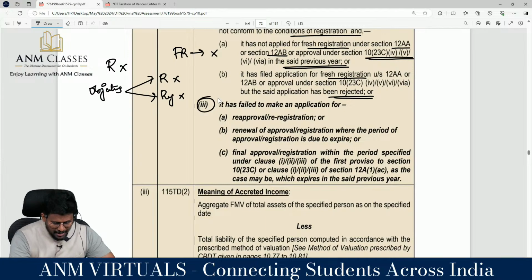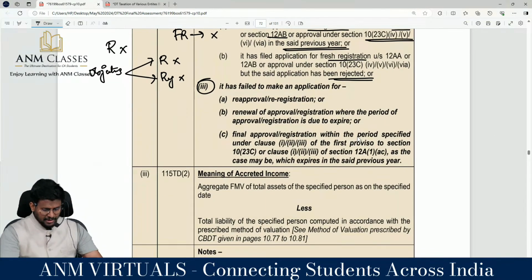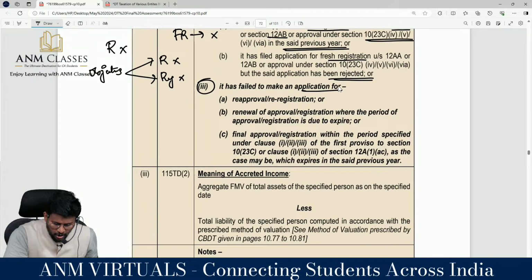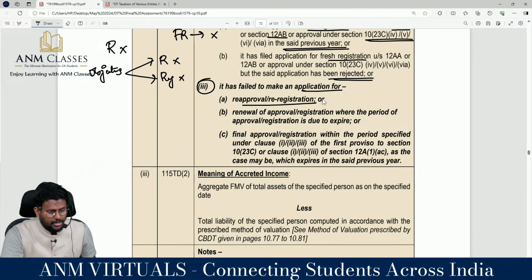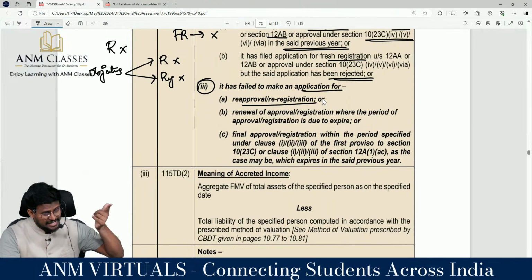The third one is a black color amendment. It has failed to make an application for re-approval or re-registration. We know that now it is a 5-year concept. After 5 years, you have to go for re-application. We have already discussed in the class.